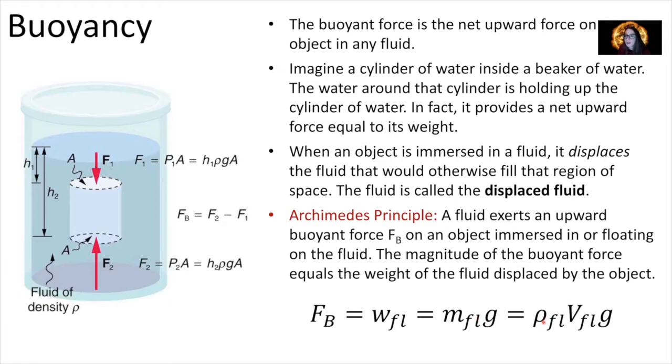That's also equal to, so we can rearrange the equation for density. Density is equal to mass over volume. We can rearrange that equation and solve it for mass. And the mass is also equal to the density of the fluid times the volume of the fluid. So we can say that the buoyant force is also equal to the density of the fluid times the volume of the fluid that's been displaced times gravity.